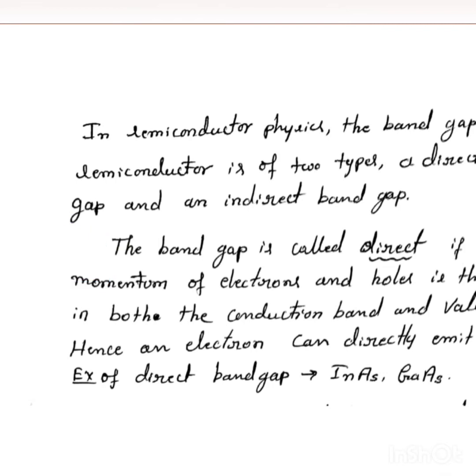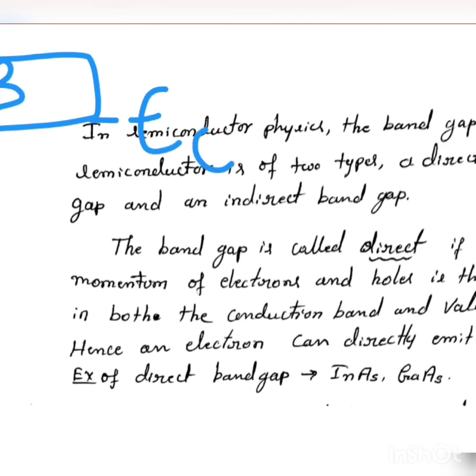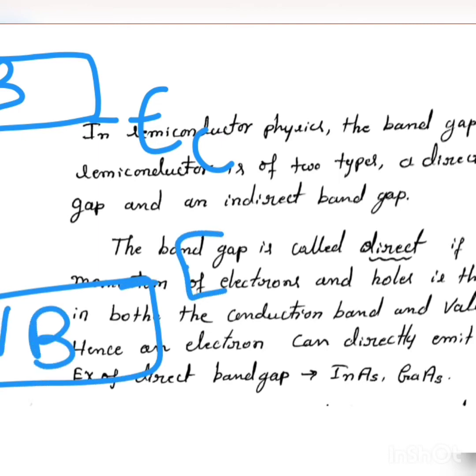Okay, so you can see here the band gap is called direct if the crystal momentum of electrons and holes is the same in both the conduction band and valence band. So we have seen the conduction band has the minimum value as conduction band minimum, and the valence band maximum is denoted by valence band maximum energy EV.